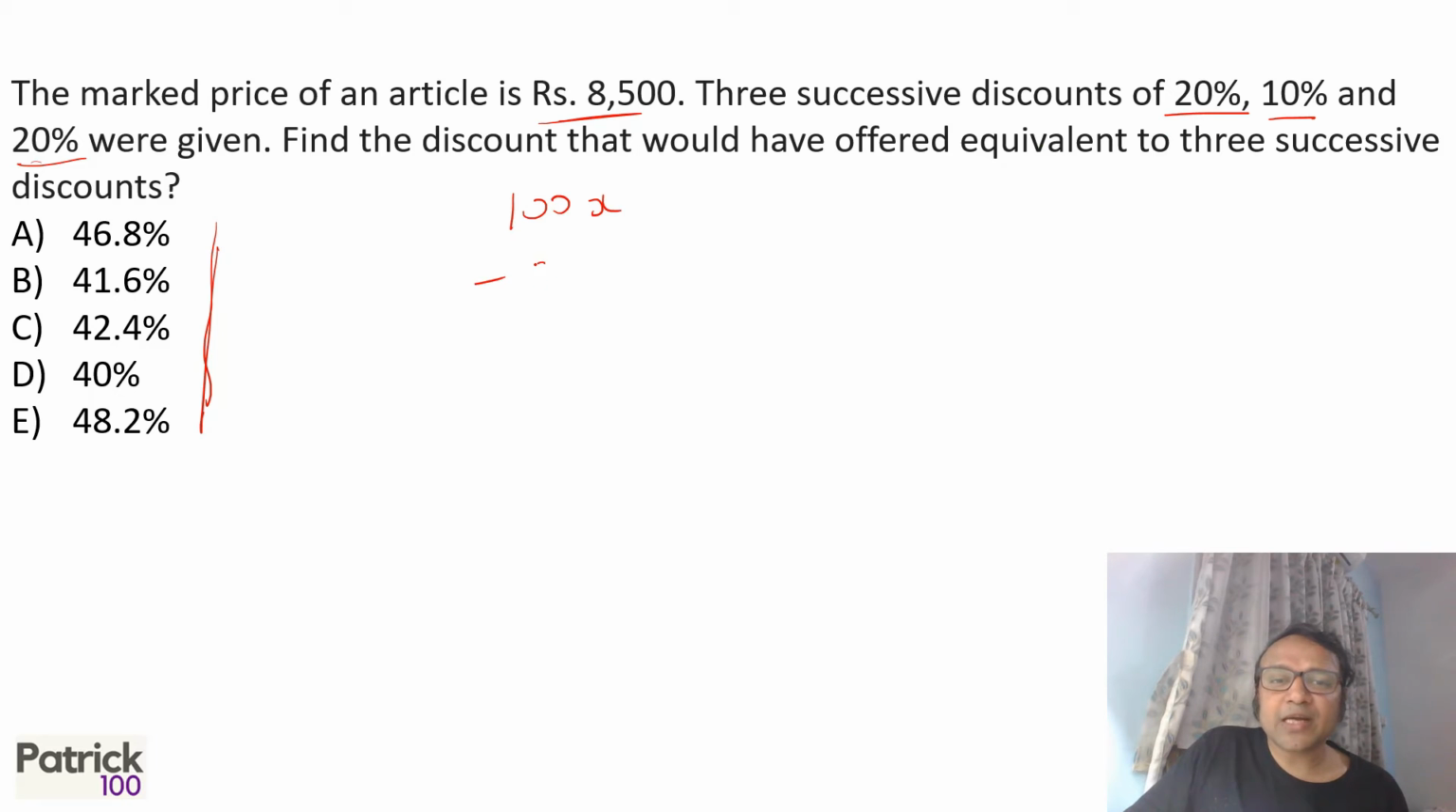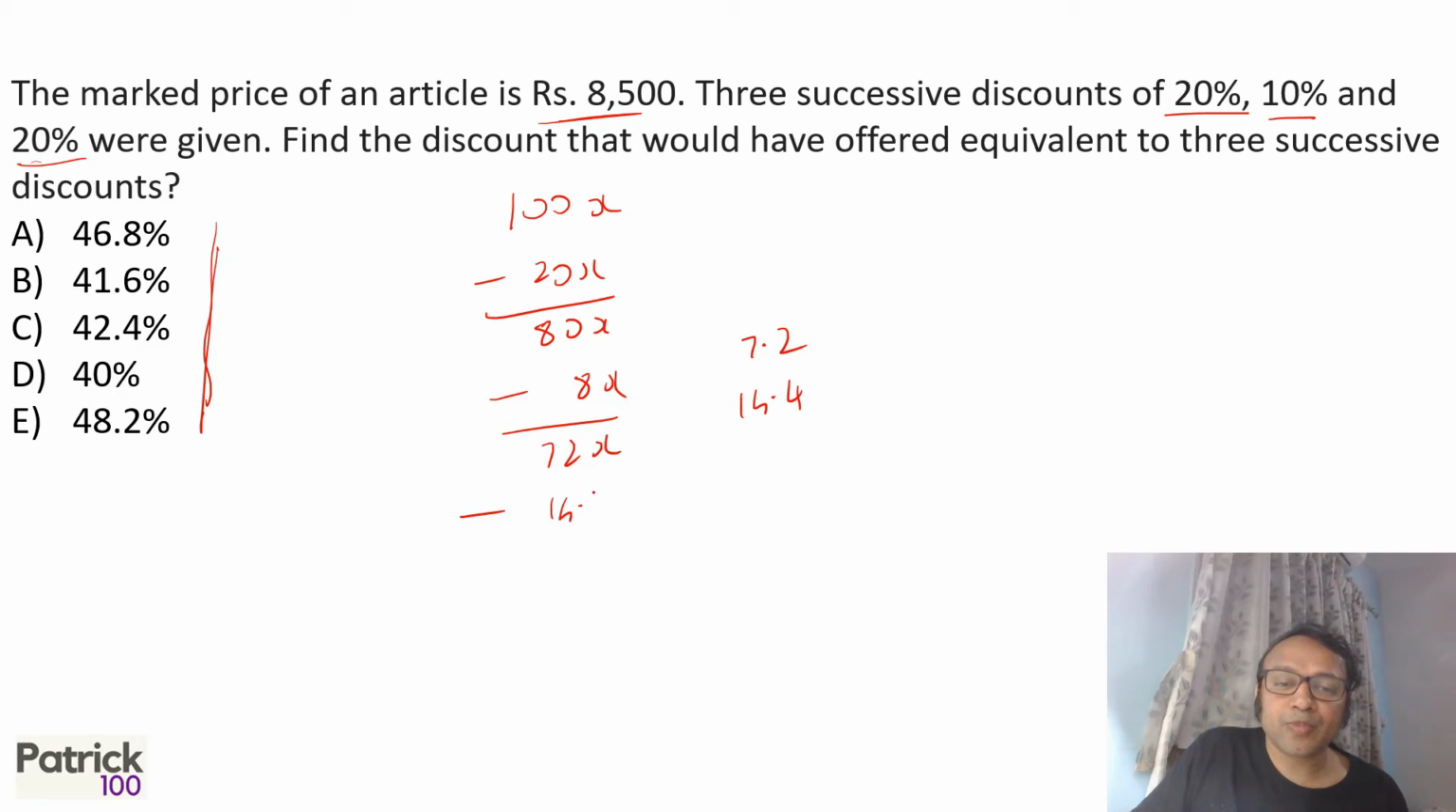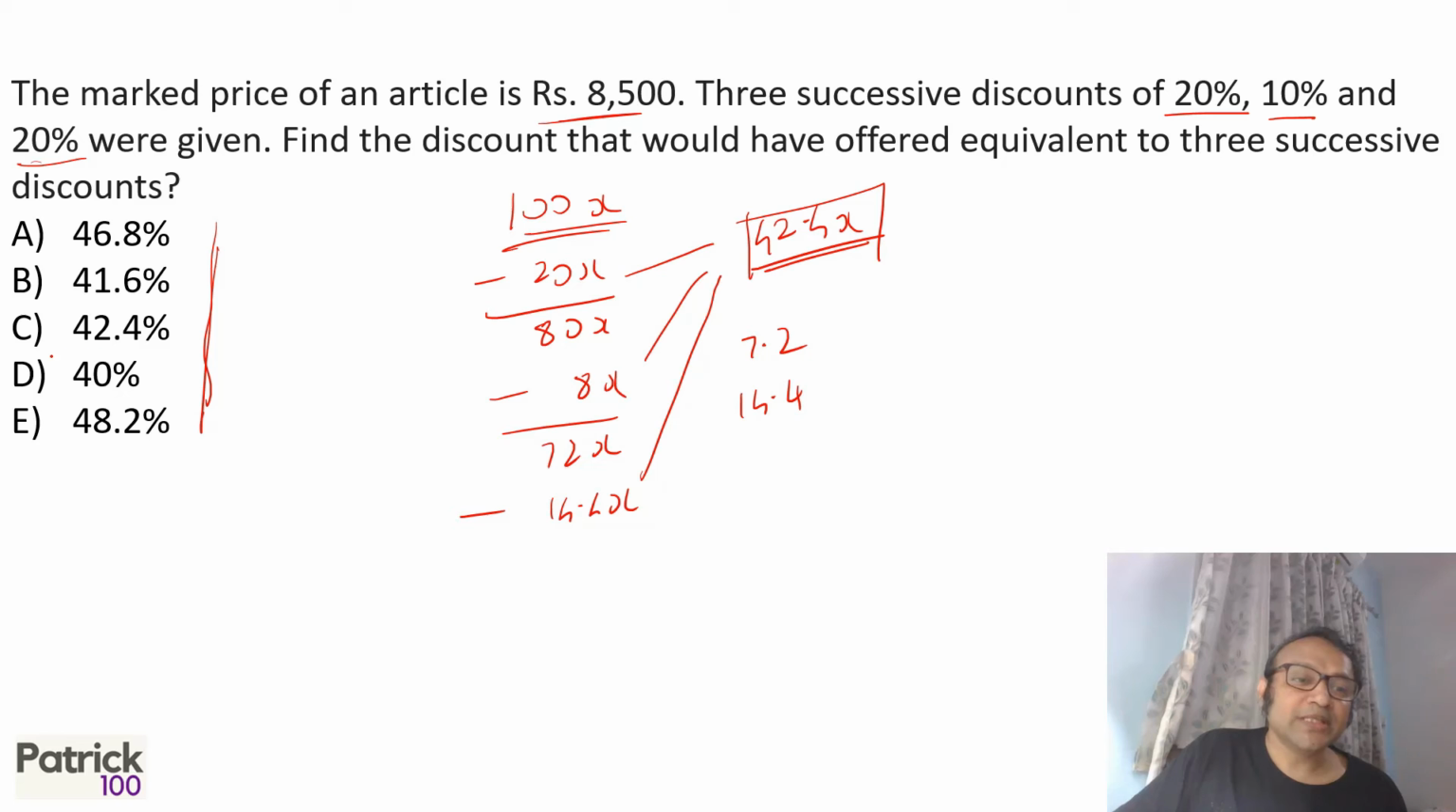So first you give 20% discount, so price becomes 80x. And then you give 10% discount, the price becomes 72x. Then you again give 20% discount. Again you have to be good at calculating 10% and 20%. 10% of 72 is 7.2. So 20% will be double of that, 14.4. So totally the discount is 20x plus 8x plus 14.4x. If you add it up, it becomes 42.4x. So on 100x, you get 42.4x discount, which is 42.4%. That will be the answer.